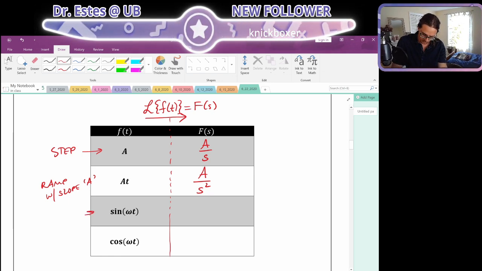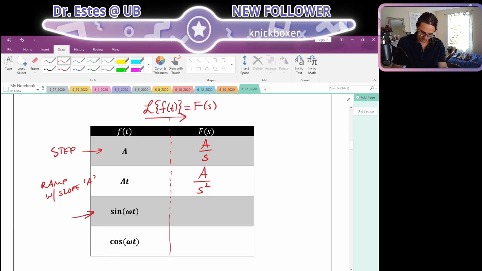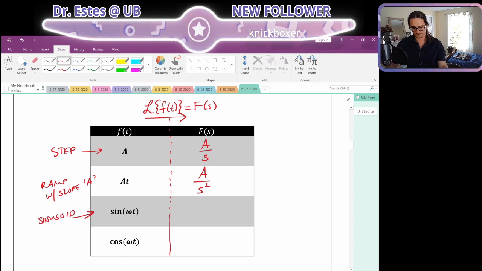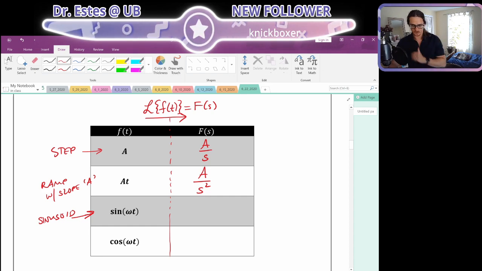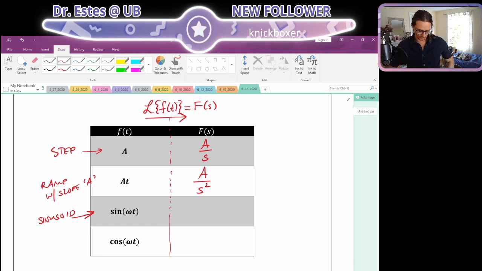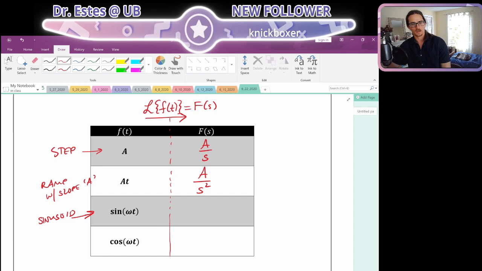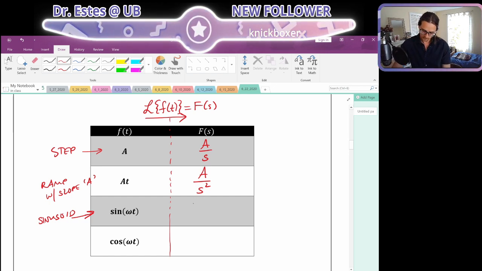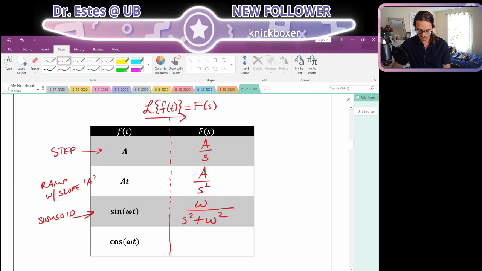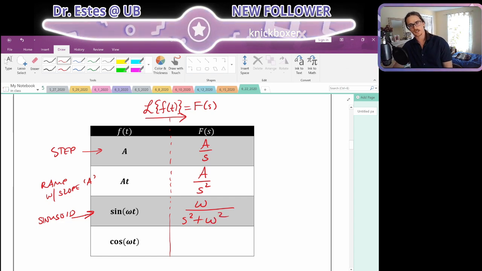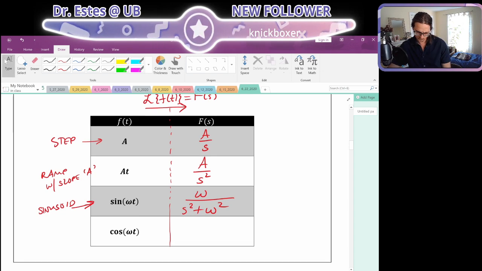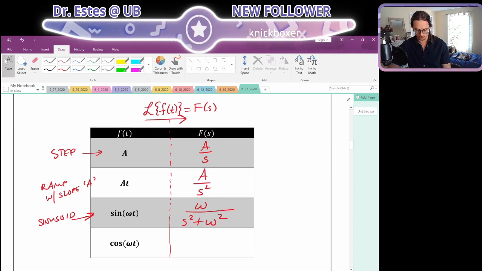And well, you know what this is. Sinusoid. Other than the step, I would say the sinusoid is the most important one. Going through this derivation for this F of s is actually kind of fun. But we won't do it.